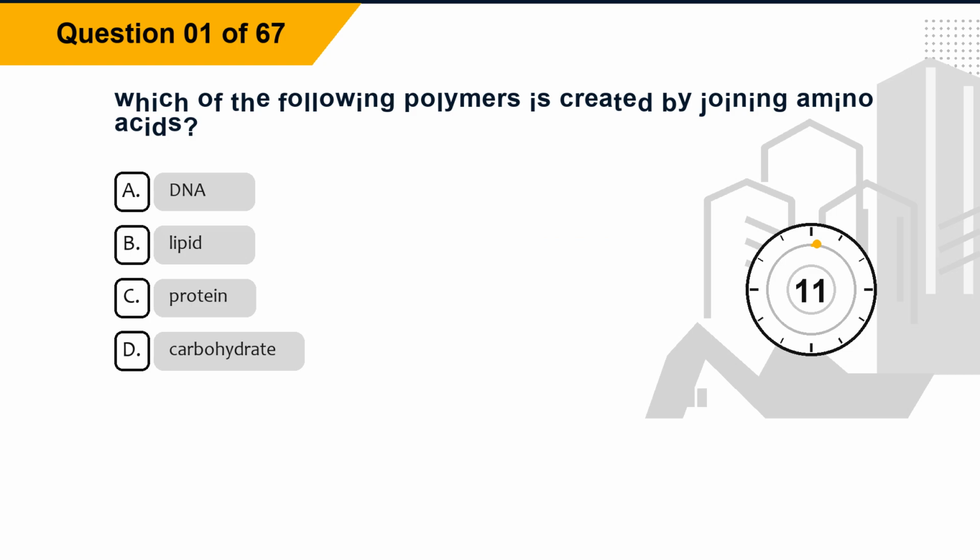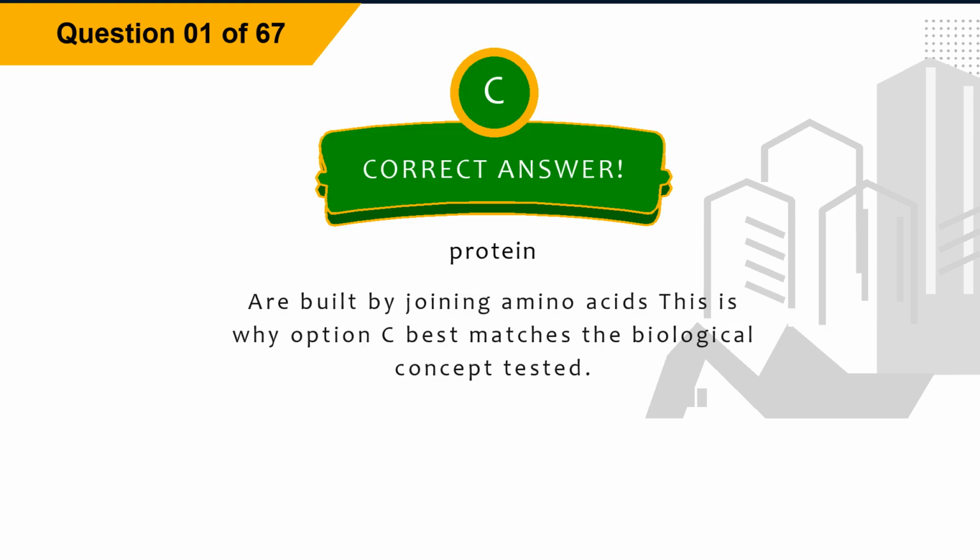Question 1. Which of the following polymers is created by joining amino acids? Option A, DNA. Option B, lipid. Option C, protein. Option D, carbohydrate. The correct answer is option C, protein. Explanation. Proteins are built by joining amino acids. This is why option C best matches the biological concept tested.